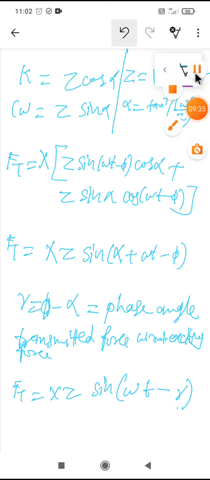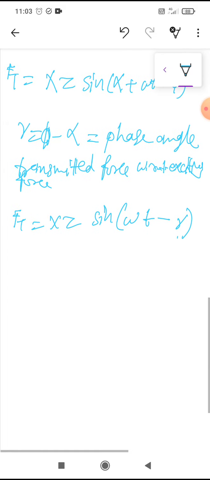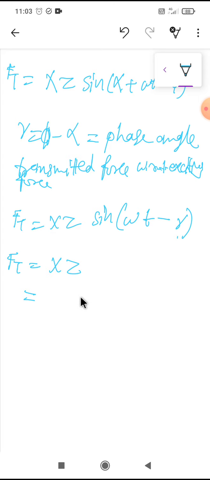Now if I find the maximum amplitude of this transmitted force, it will be maximum when the value of sine is 1, so the maximum transmitted force, that is the amplitude, we will find that. That is only xz. So what is x and what is z? We know z is under root k square plus c square omega square, so I will just write down, f of t is equal to xz. So z is nothing but under root k square plus c square omega square, and here it is x.